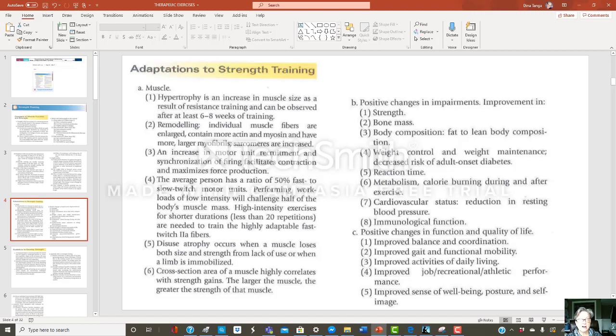Disuse atrophy occurs when the muscle loses both size and strength from lack of use or when the limb is immobilized. Cross-section area of a muscle highly correlates with strength gains. The larger the muscle, the greater the strength of that muscle.